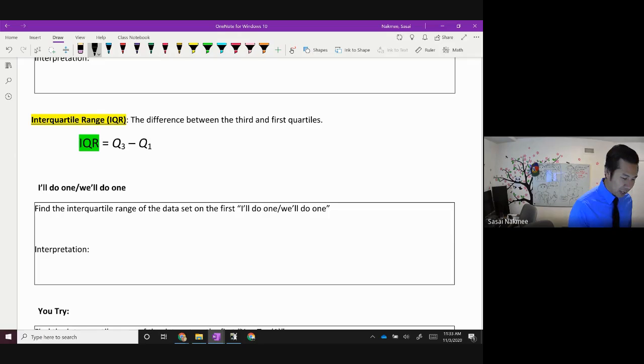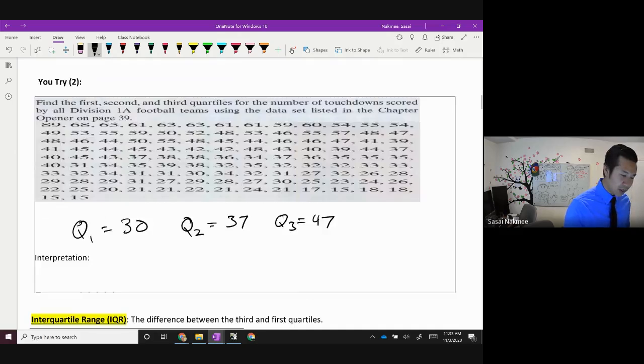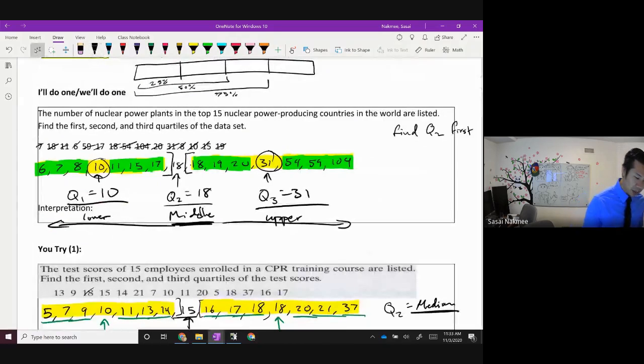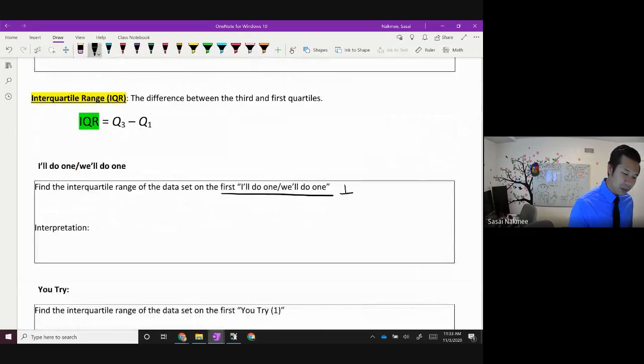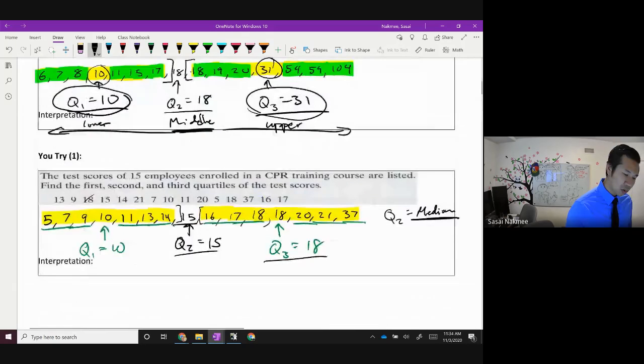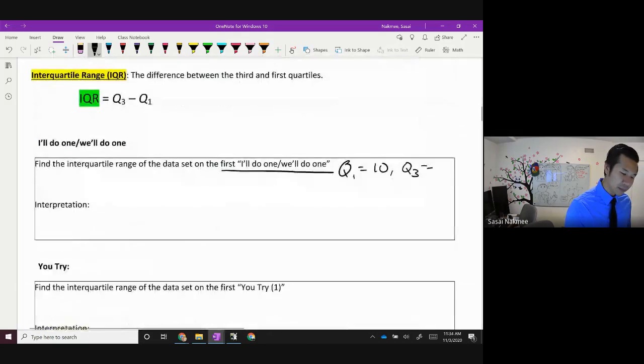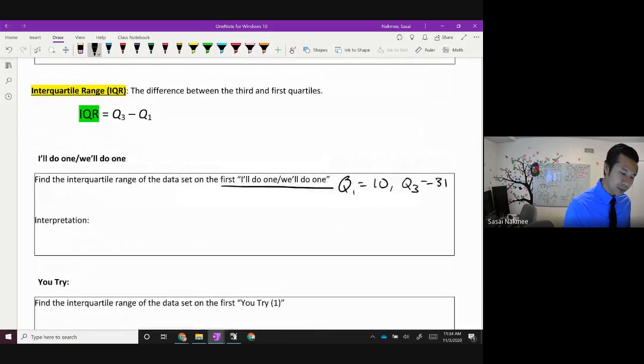Let's take a look real quick. If I was trying to find the IQR of the first I-do, which is all the way up here, it's these numbers right here. Q1 is 10 and Q3 is 31. So I'll write that down because that's what I need. Q1 is 10 and Q3 was 31.